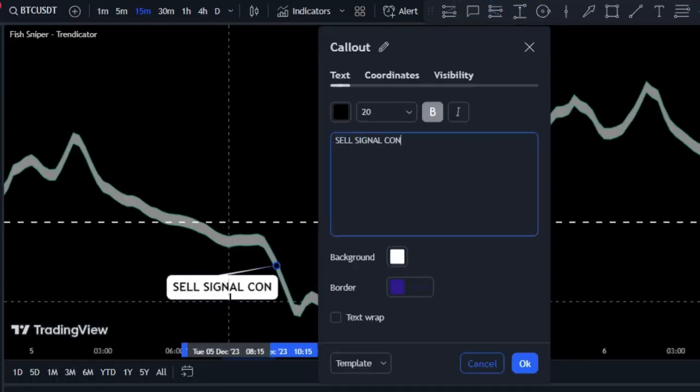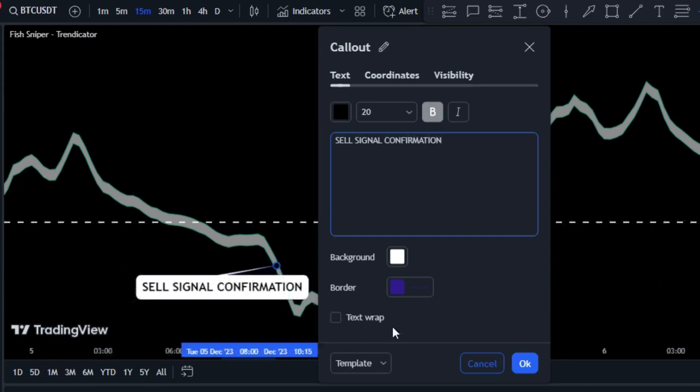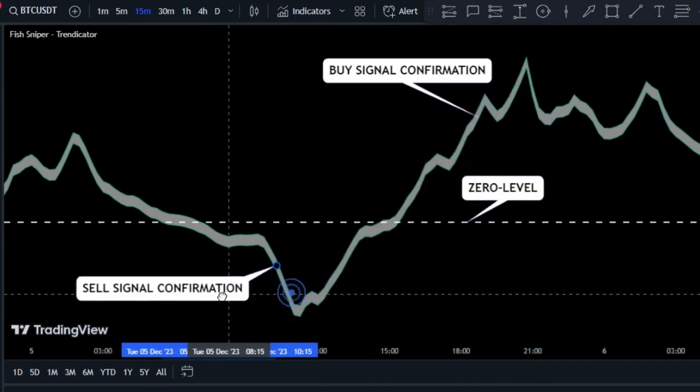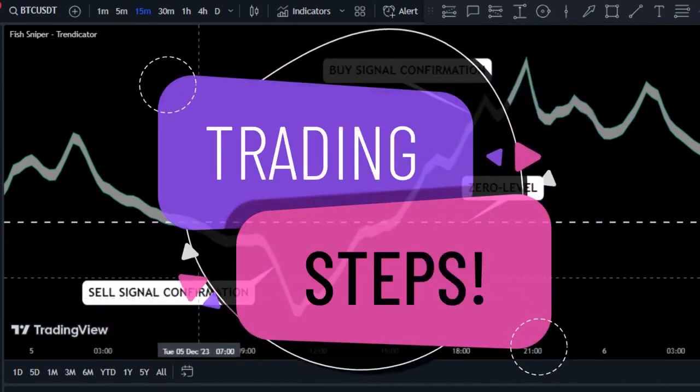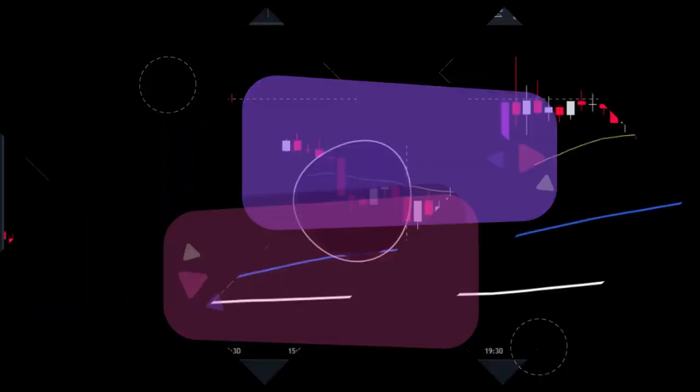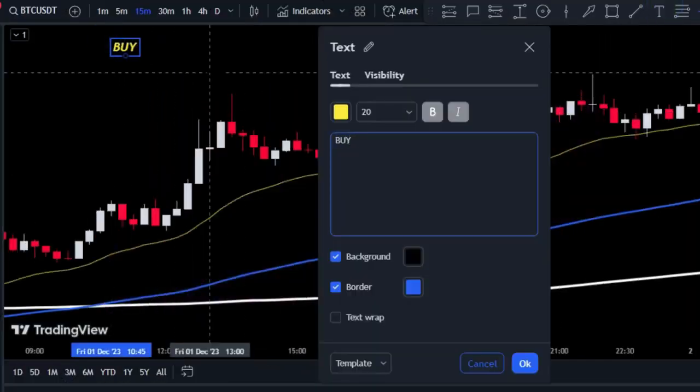With that in place, let's delve deeper into the specific rules that govern the initiation and conclusion of trades within this strategy. To successfully trade with this strategy, we need to follow 4 crucial steps. Let's break it down, starting with a buy trade. The first step is to confirm that the trend is on the rise.